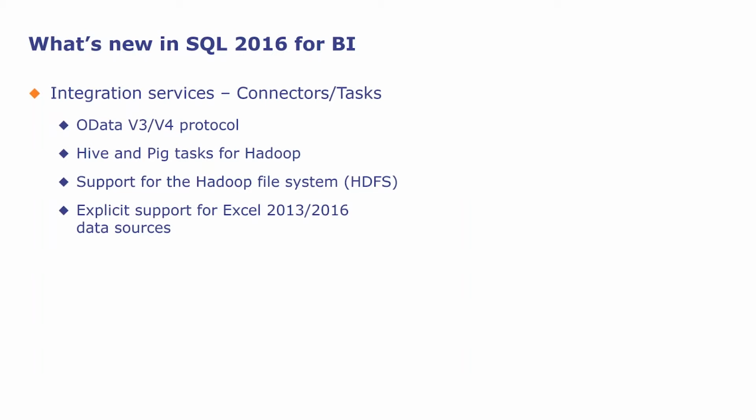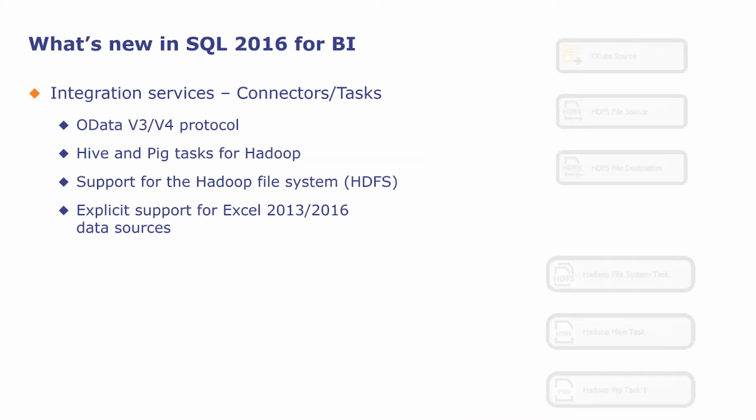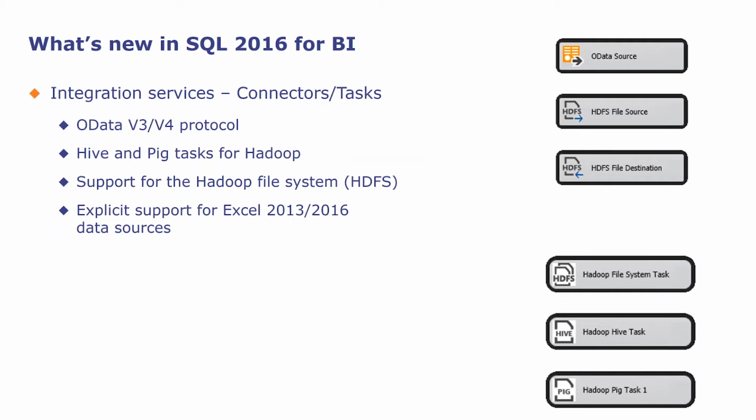So in Integration Services, on the level of connectors and tasks, there has been added a few components. One of them is the OData source. With the OData source component, you can consume data from an Open Data Protocol service. This component supports the version 3 and the version 4 protocols. With the version 3 protocol, the Atom and the JSON data formats are supported. With the version 4 protocol, only the JSON format is supported.